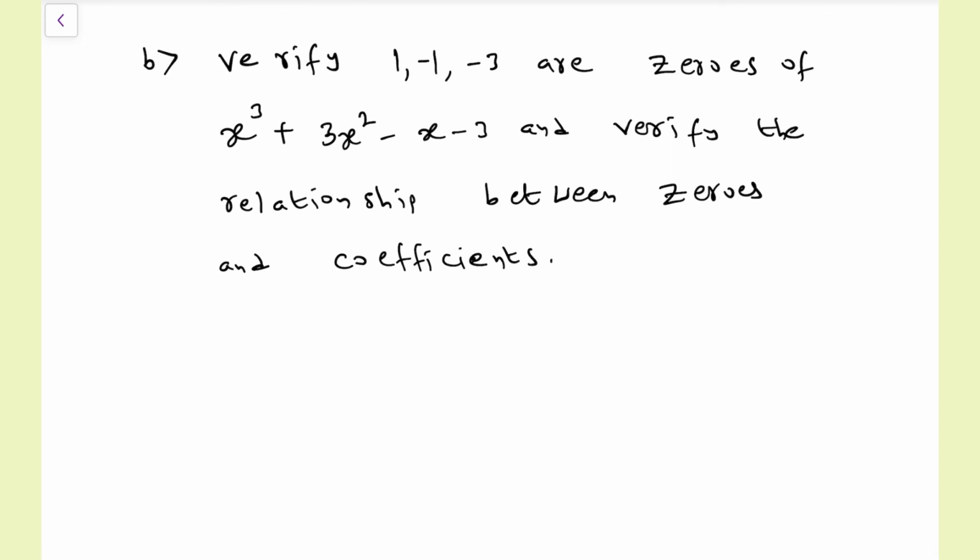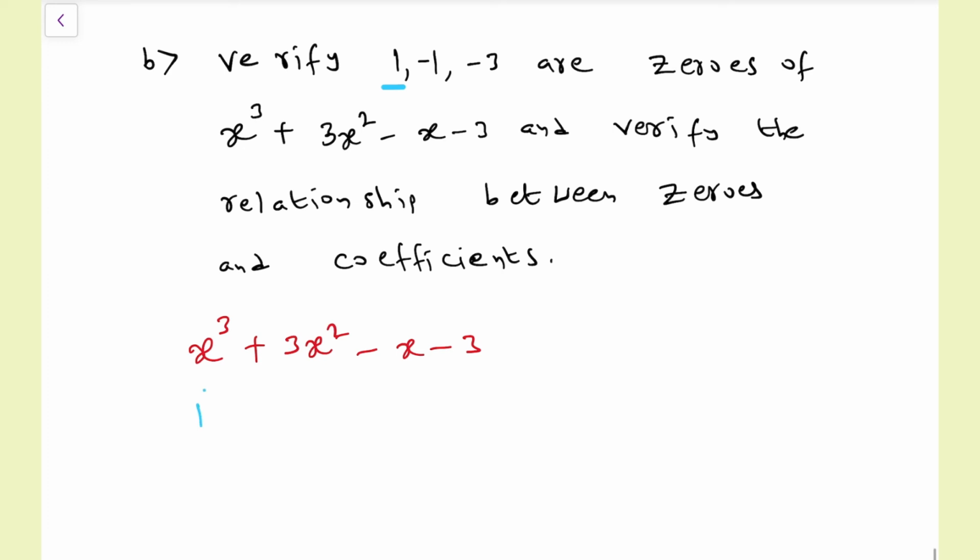Last question. Verify that 1, minus 1, minus 3 are zeros of x cube plus 3x square minus x minus 3, and verify the relationship between zeros and coefficients. So first let us take the given cubic polynomial x cube plus 3x square minus x minus 3. Let us substitute these numbers one by one in the place of x. First I am taking plus 1, and I will substitute here.